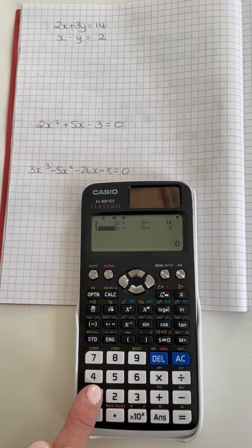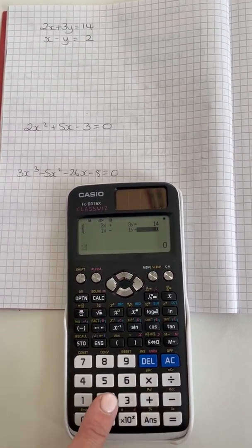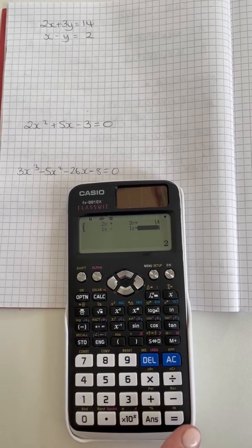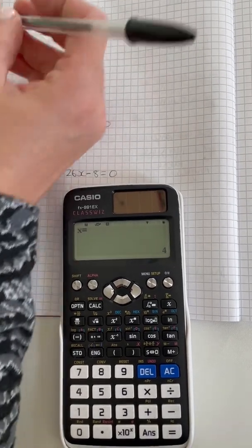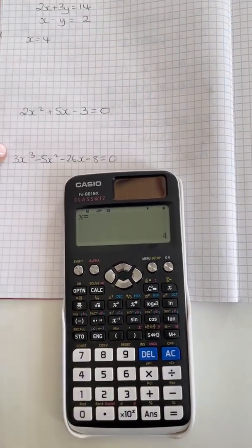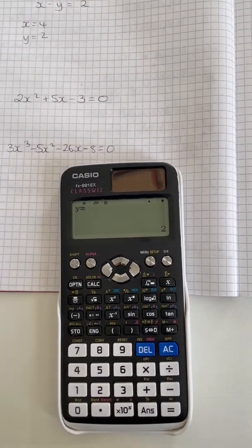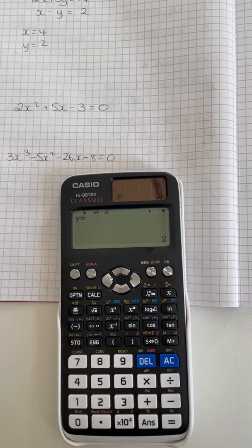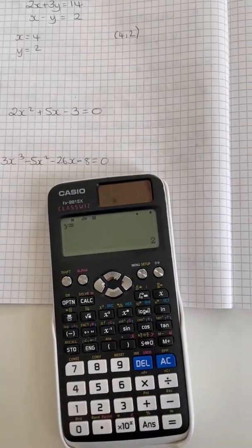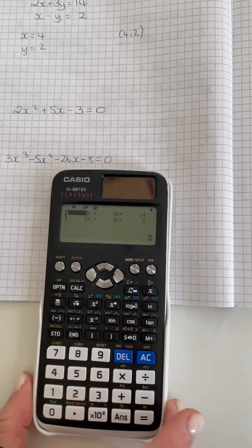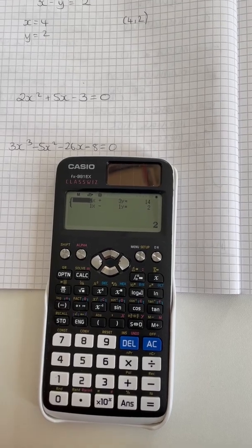For the next one, we have 1x minus 1y, and that equals 2. Once we've got our equations input, we just press the equals button again, and that gives us the solutions. So it tells us here that x equals 4 and y equals 2. We can write that as single answers, or we could also write that as a pair of coordinates. We can then press the equals button again, go back and input another pair of equations.